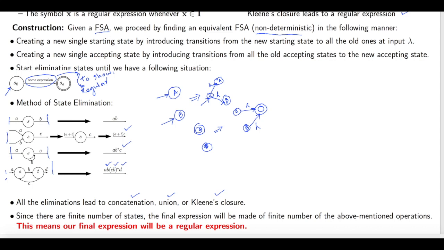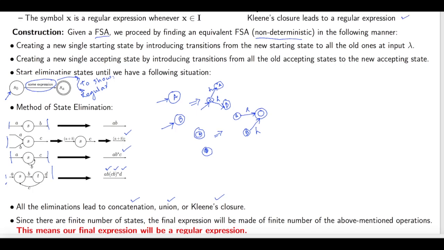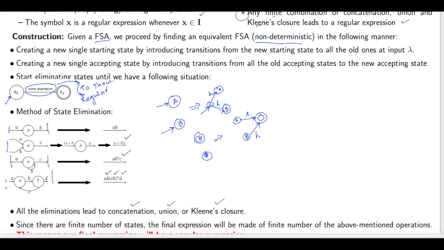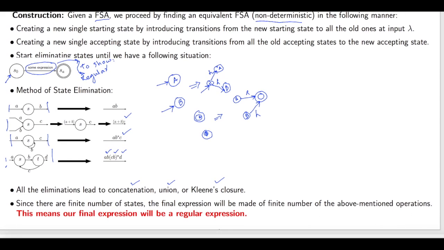And since there are a finite number of states, why are there a finite number of states? Because we have a finite state automaton here. The final expression will be made of a finite number of the above mentioned operations. So what does it mean? It means a finite number of concatenation, union, and Kleene's closure. This is exactly the situation which we studied in the definition of regular expression. So this means that our final expression will be a regular expression.